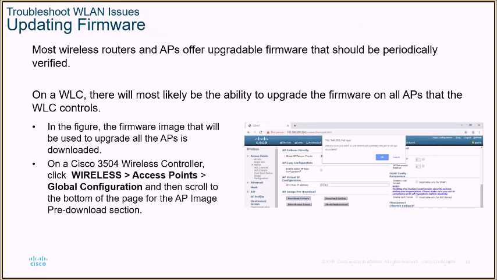Most wireless routers and access points offer upgradable firmware that should be periodically verified. On a wireless LAN controller, there will most likely be an ability to upgrade the firmware on all APs that the wireless LAN controller controls. In the figure, the firmware image that will be used to upgrade all the APs is downloaded. And on the 3504 wireless controller, you can then scroll to the bottom of the page, AP image, and get a pre-download section.